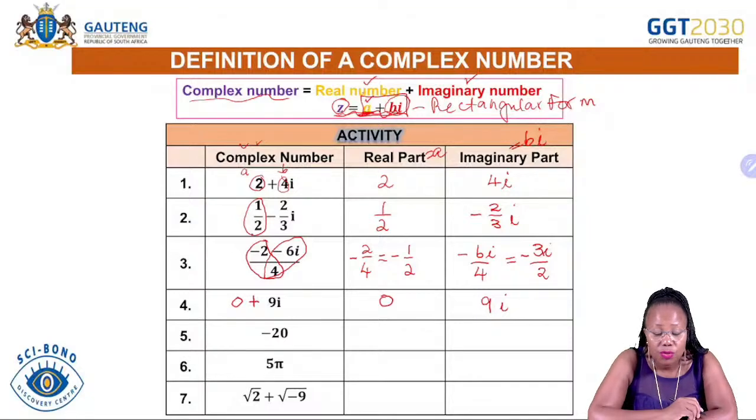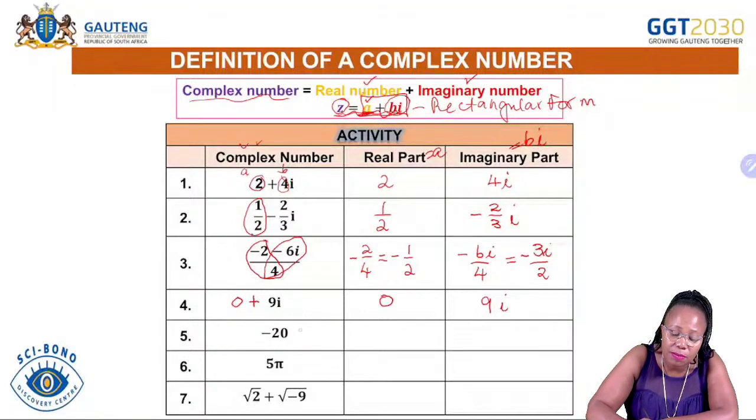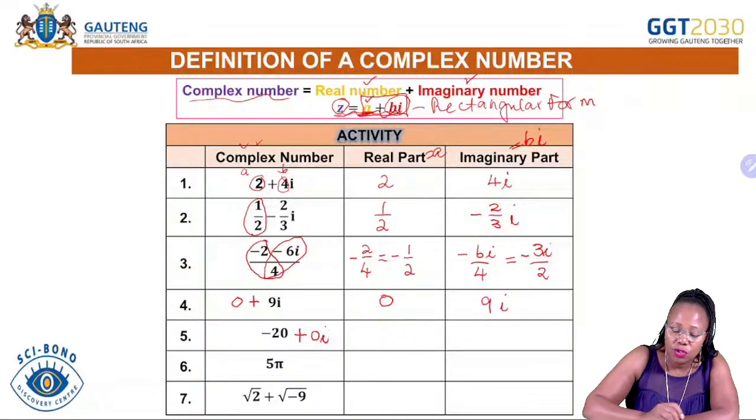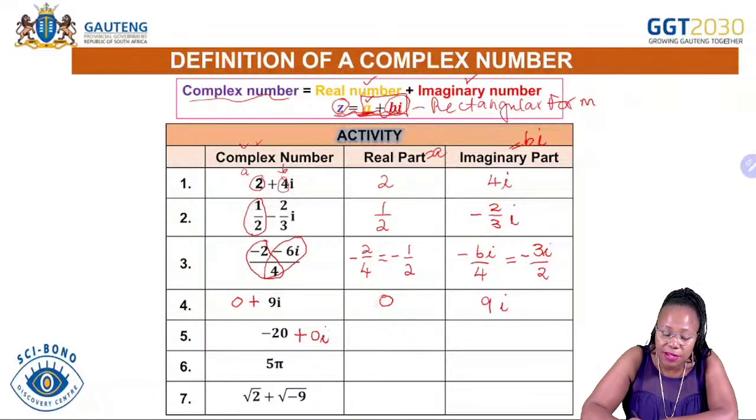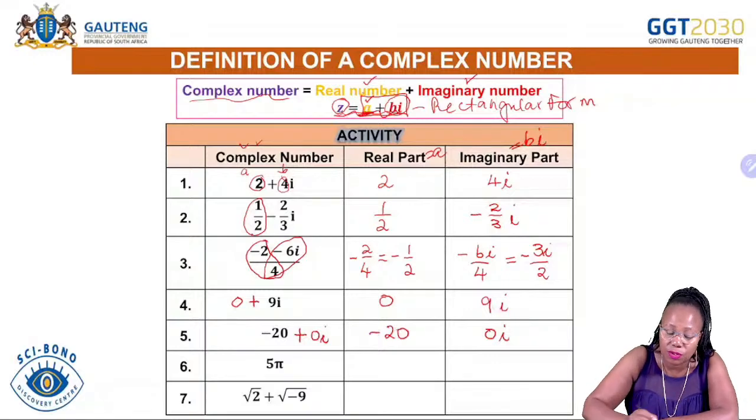Okay. So number 5. Check the notation. You must have A plus Bi. If you look at this, you have only -20. We don't have anything that has an i. That simply means that it is 0i here, because 0 times any number is equal to 0. So now we can identify the real part as the one without an i, which is minus 20, and the imaginary part will be 0i. Okay, it's also acceptable if you write only 0 for itself.